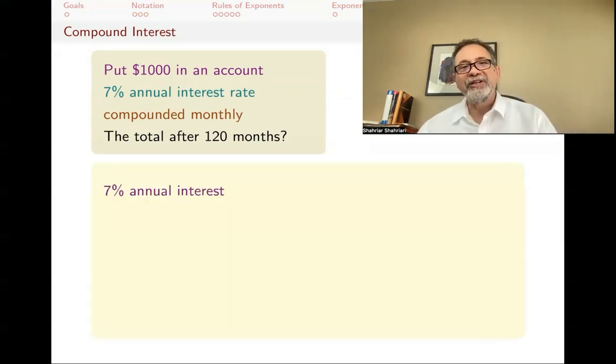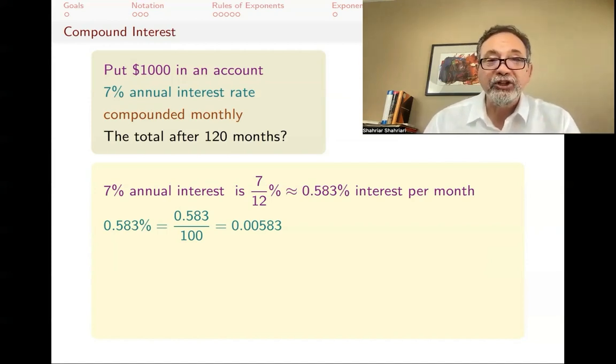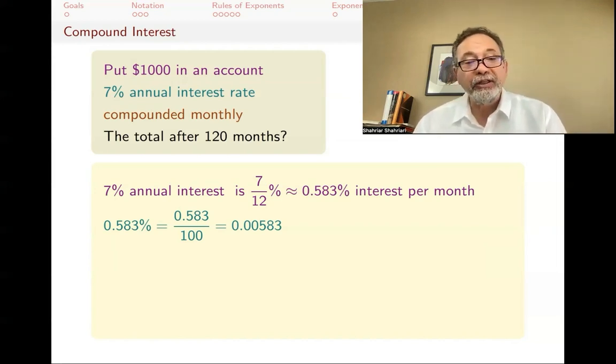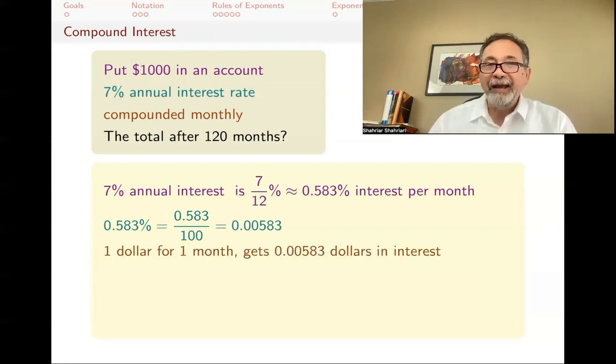Let's think about that 7% annual interest. What does that mean? Well, that means that every month you are getting 7/12 percent, and that's 0.583% interest per month. And 0.583% means 0.583 divided by 100. So that means 0.00583 is your interest per month in decimals. What that means is that if you have $1 for 1 month, then you get $0.00583 in interest. That's not that much. It's not even a cent. It's like half a cent in interest.